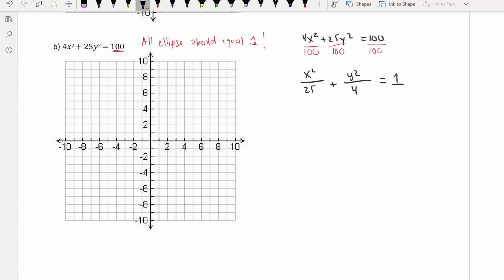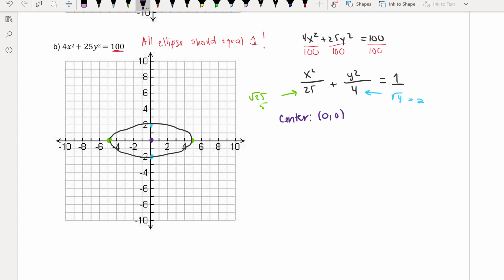Now, by looking at this, I know a couple of things. I know that my center is at 0, 0. So there's my center, 0, 0. Along the x-axis, the square root of 25 is equal to 5. So that means I'm going to go out 5 in each direction. The next thing I see is the denominator of y. The square root of 4 is equal to 2. So that means along the y-axis, from the center, I'm going to go up 2, and from the center, go down 2. So now I have more or less the shape of my ellipse.